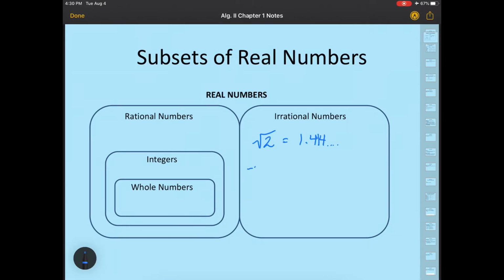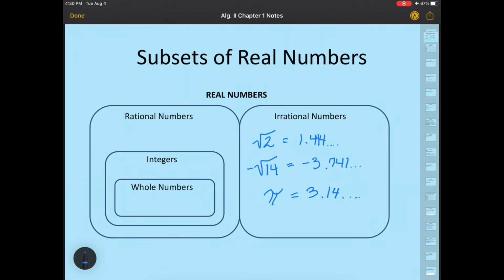Or we can have negative square roots, like the negative square root of 14. That's going to be negative 3.741, on and on and on. Or even pi. We really know that as 3.14, going on and on forever. So these never stop. On the other side, we have the rational numbers.